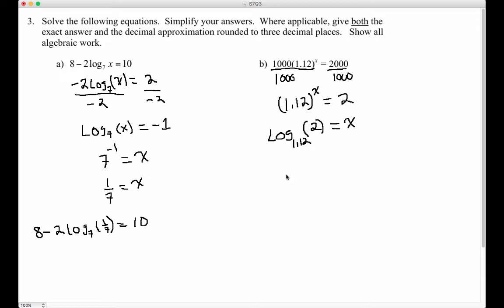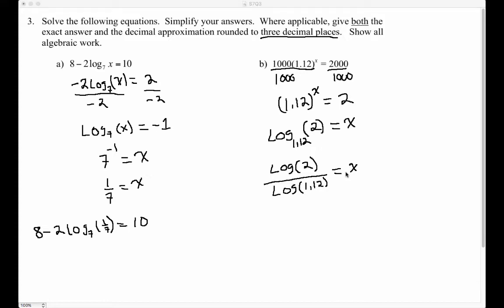Well, that's cool. We have solved it for x, but they also said where appropriate, round to 3 decimal places. So let's go ahead and do that. So rounding to 3 decimal places, that would look like what? Well, for most of us mere mortals, we're going to have to use the change of base theorem. So we'll use the common log, or log base 10, of 2 divided by the common log of 1.12. And that'll give us our decimal approximation of the value of x.